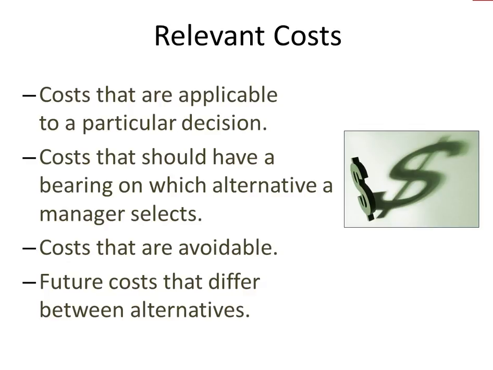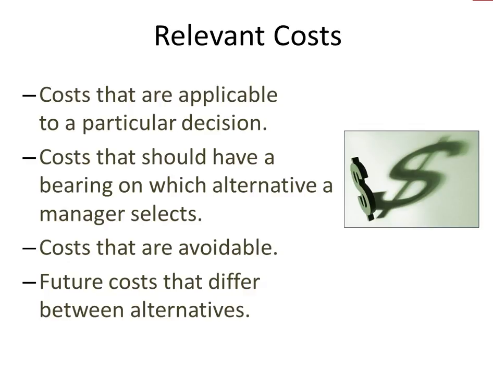A couple key terms here. Relevant costs. These are costs that are applicable to a particular decision, and it should be the costs that have a bearing on which alternative you're going to make. And these are the costs that are avoidable, because you could avoid this cost versus taking on another project.